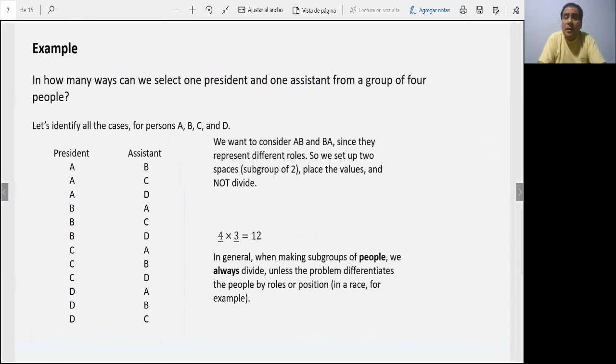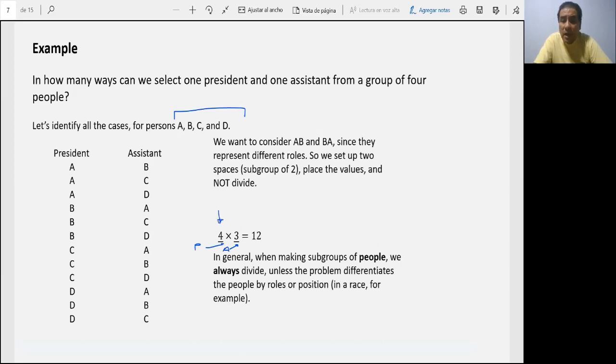Okay. Let's move on to an example. In how many ways can we select one president and one assistant from a group of 4 people? So if we have 4 people, such as A, B, C, and D, here we have a case in which the president and the assistant are 2 different people, right? So we want to actually calculate subgroups of 2. So we set up 2 spaces here. One could be the president's position, the other the assistant position.